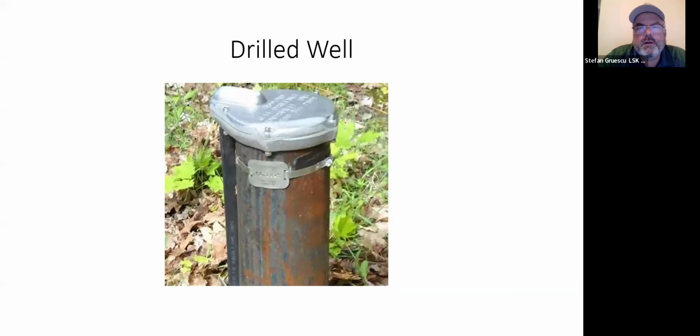So this is what it would look like from the surface. It's usually like a 6-inch diameter steel casing with a gray lid. Sometimes, if we get lucky, you'll see this well tag on it. That's called the well ID tag, and you can use that to search for what's called the well record.